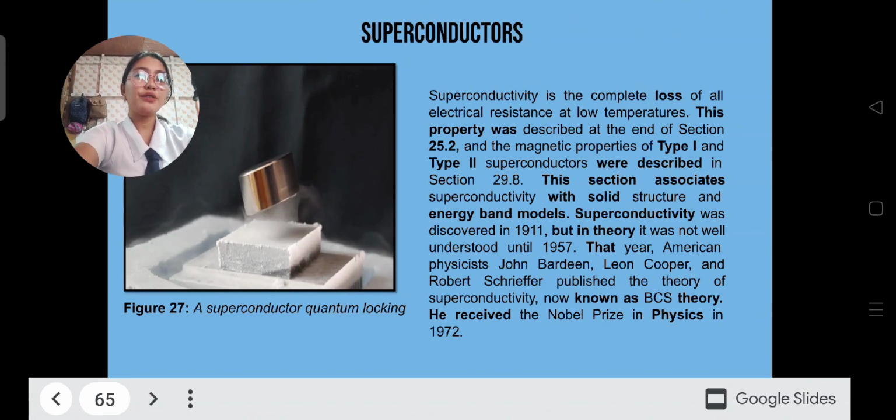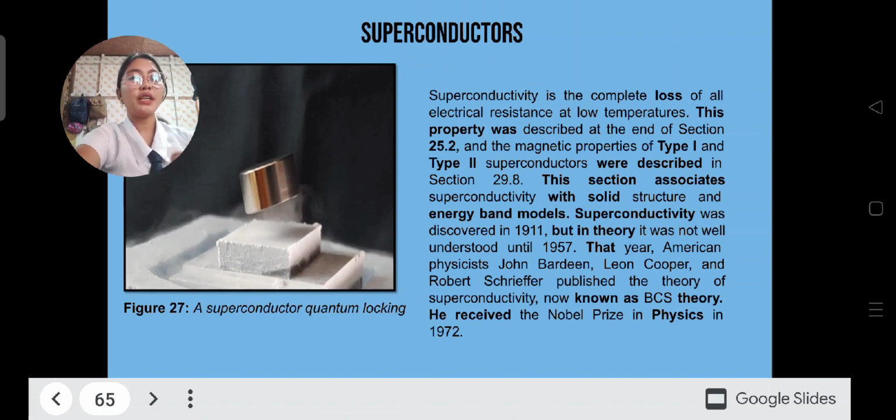Now let's proceed to superconductors. Superconductivity is the complete loss of all electrical resistance at low temperatures. This section associates superconductivity with solid structures and energy band models.